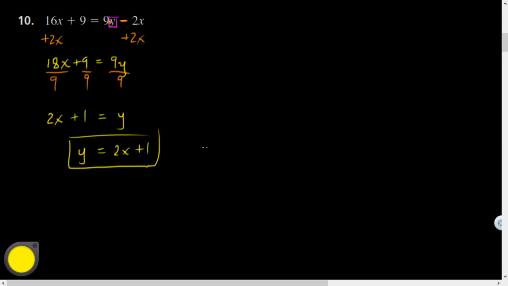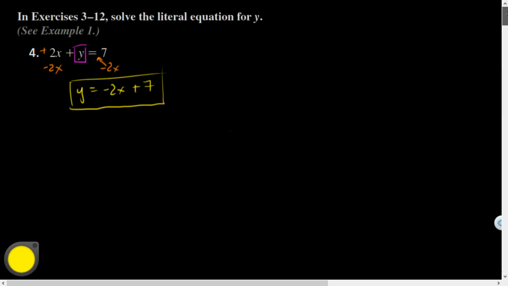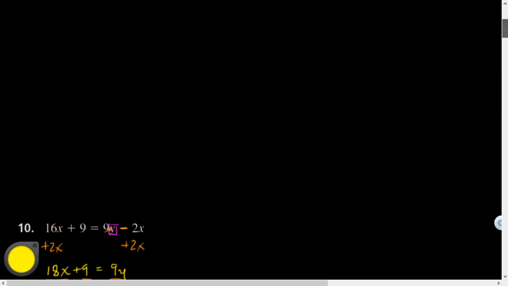All right. I'll go over some of the other ones afterwards if you'd like. Y equals negative 2x plus 7. So the goal is to get the y by itself.